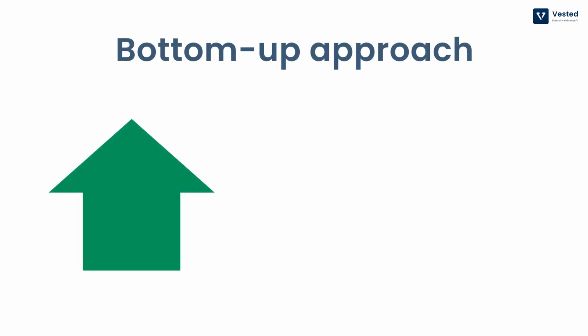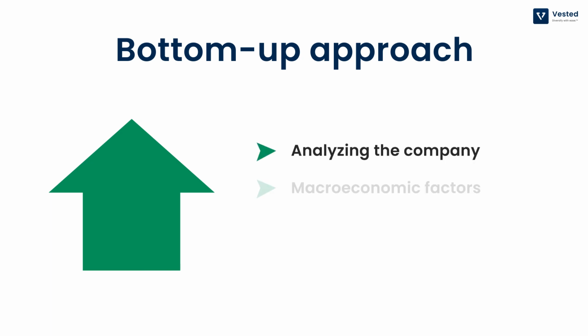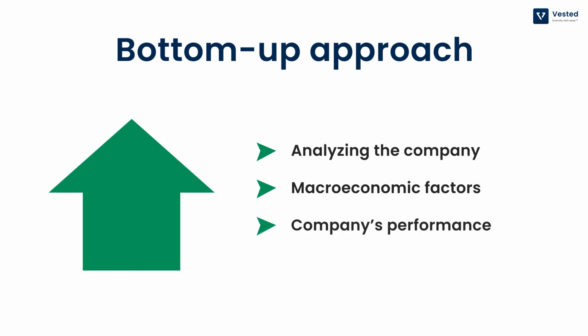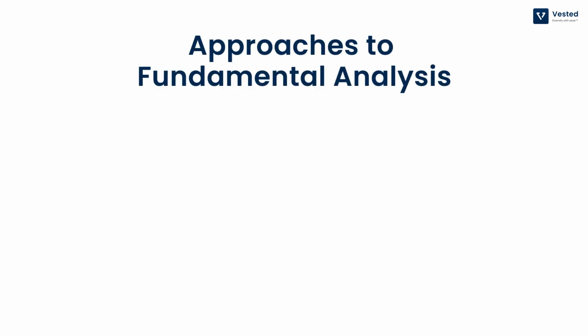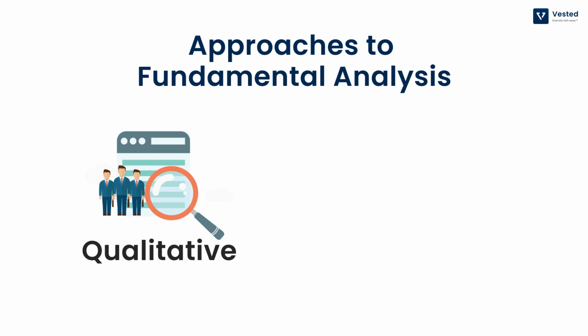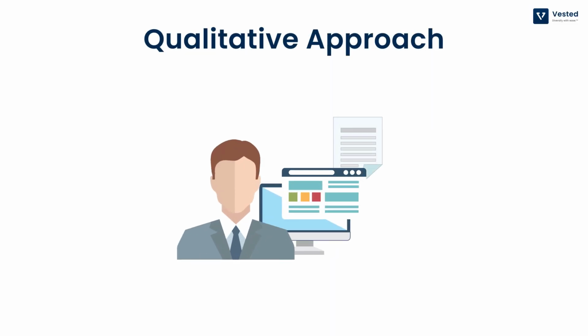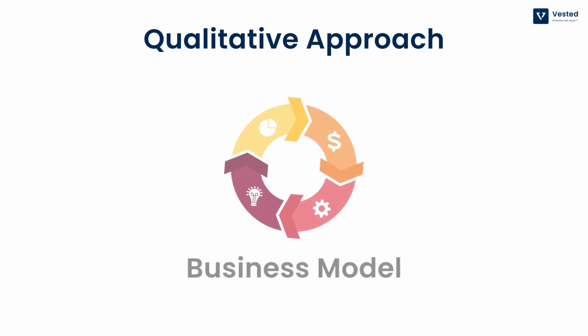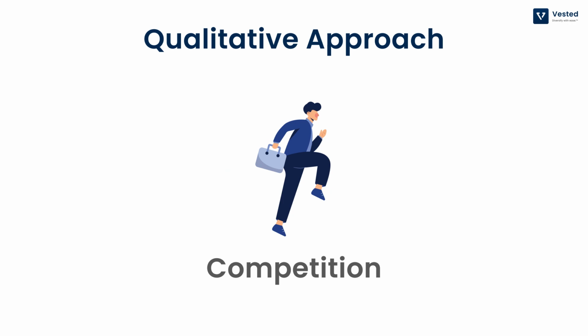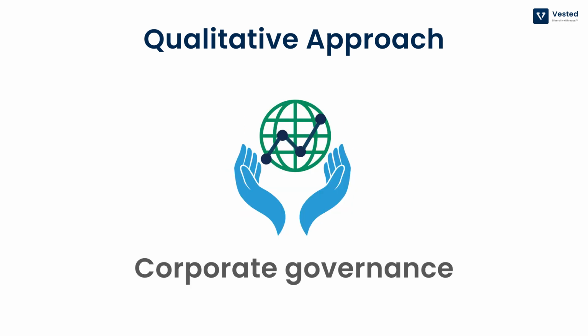On the other hand, the bottom-up approach starts with analyzing the company to begin with and then broadens its scope to analyze the macroeconomic factors that impact the company's performance and the stock price. There are also two different approaches to fundamental analysis: the qualitative and the quantitative approach. The qualitative approach analyzes those aspects of the business which are difficult to measure in terms of numbers, like the business model, competition, quality of management, and corporate governance.